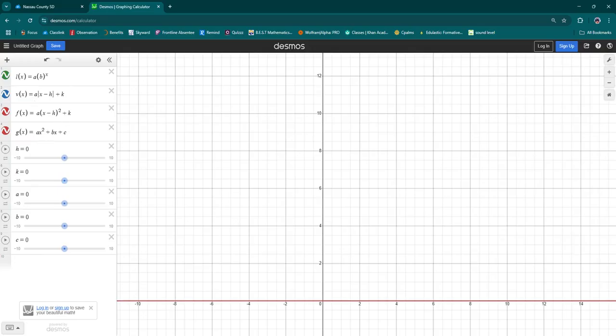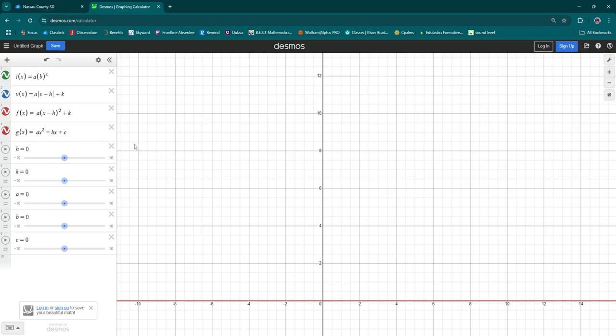And then this g sub x, f sub x is in vertex form, and g sub x is in standard form. So they're effectively the same equations, just in different forms.